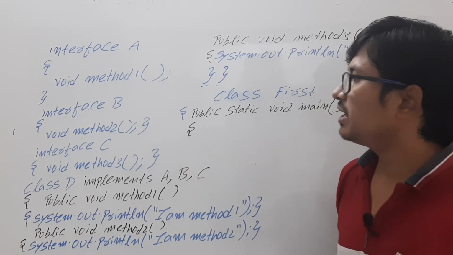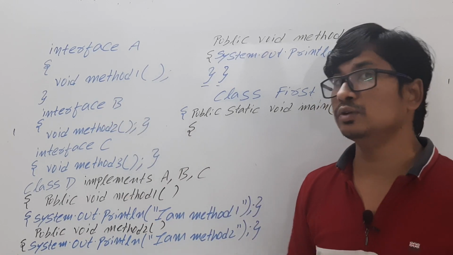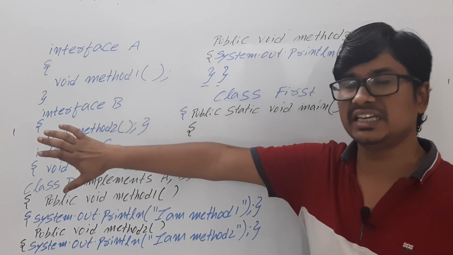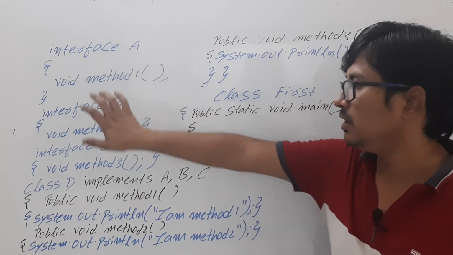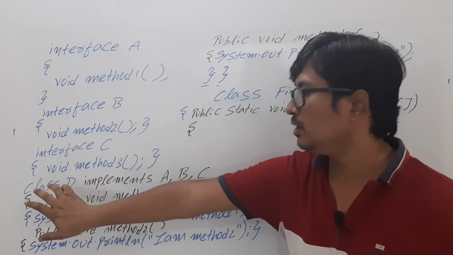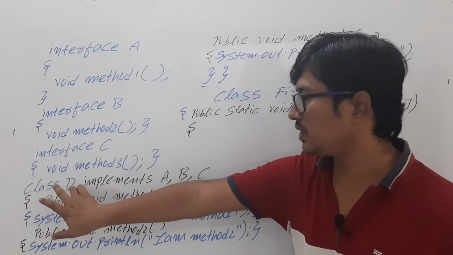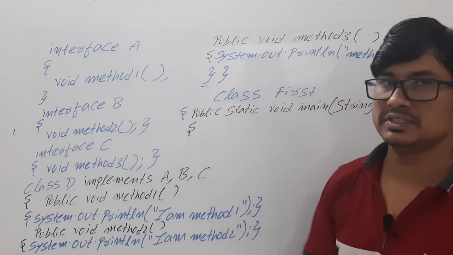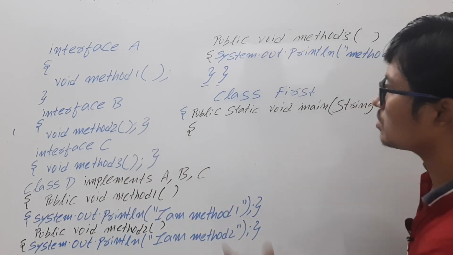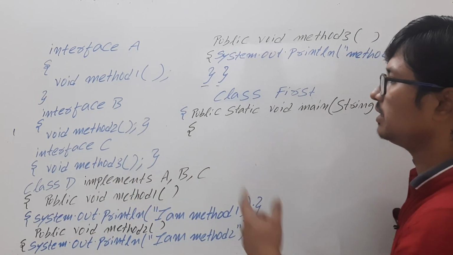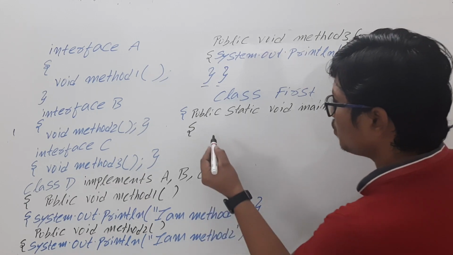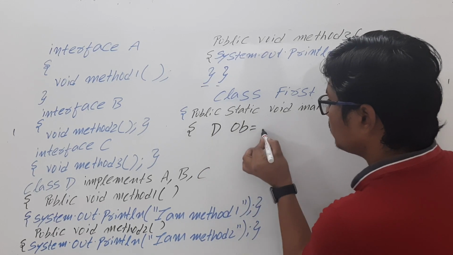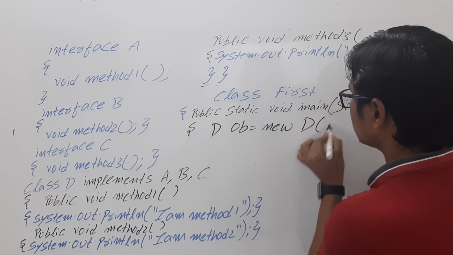Remember one thing, for an interface, can you create an object? No, because they are abstract type. For an abstract type, you cannot have an instance, so you cannot create an object. But for which one can you create an object? You can create an object for this class D. Now class D is deriving the properties of interface A, interface B, interface C, so you can access all the abstract methods which are there in interface A, B and C. So what is the way you can create an object? Class name, object name is equal to new class name.